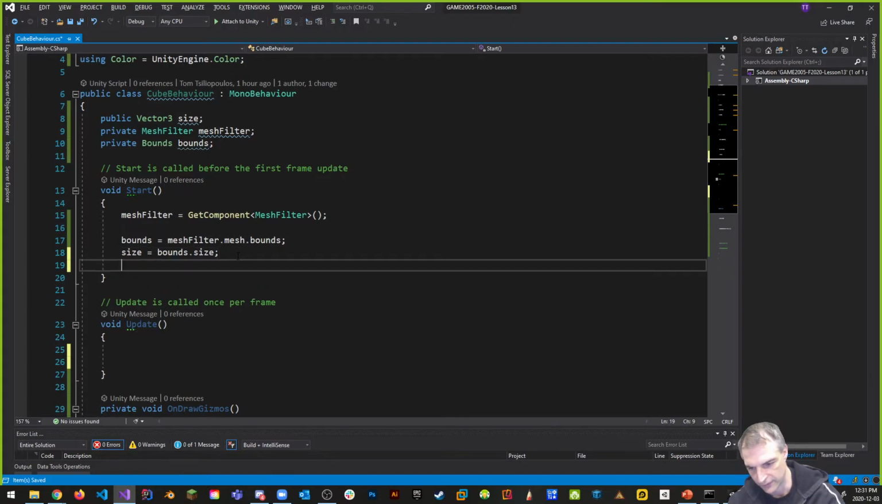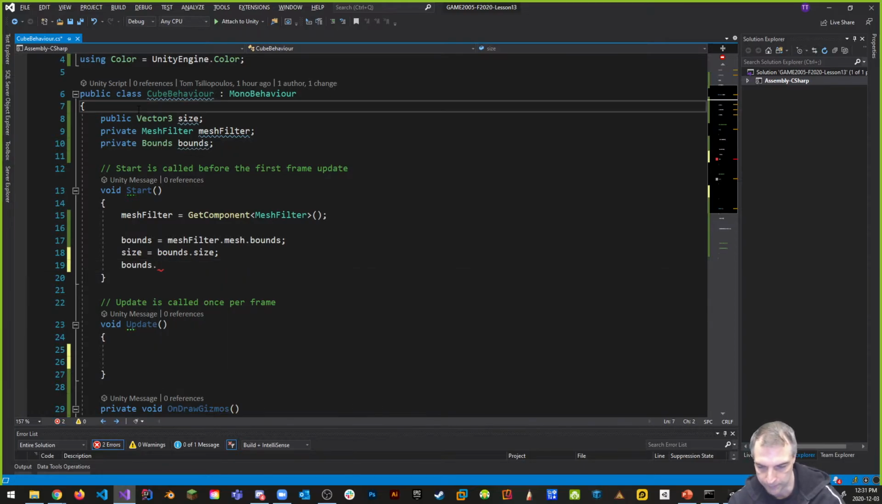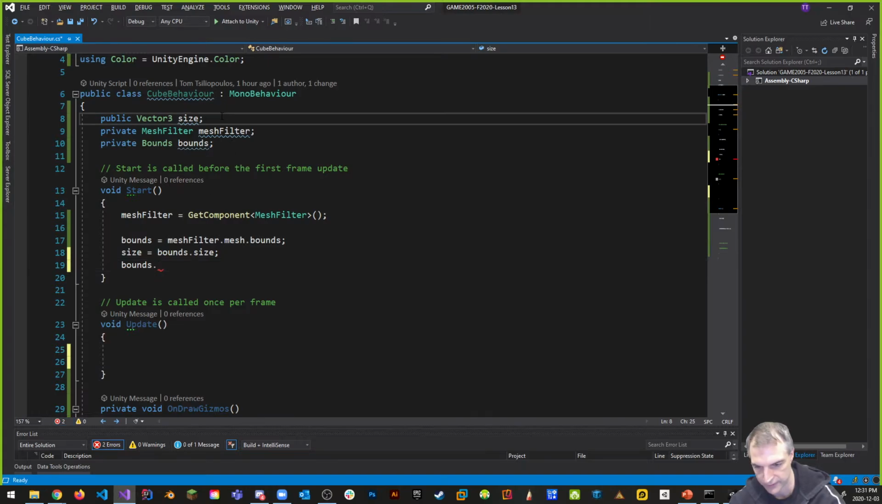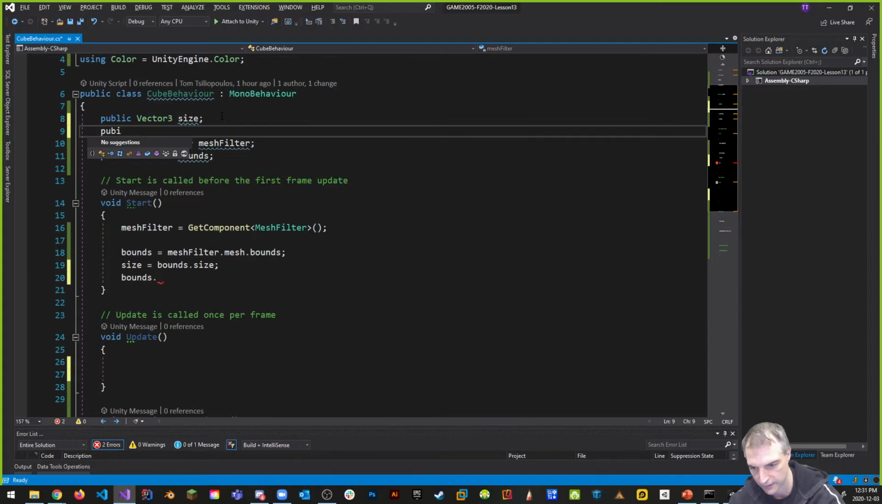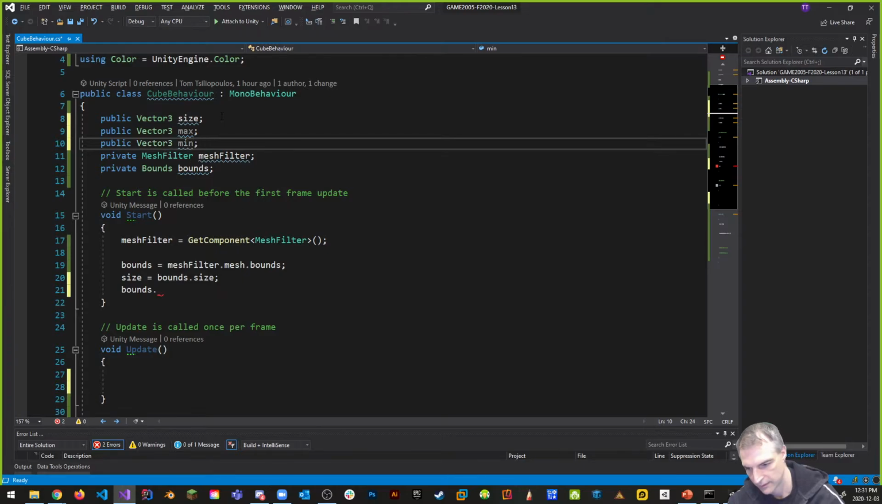What else can it give us? So bounds dot, like we said, max and min and extents. Let's see what we get with those two. We need to get an idea of what this is in order for us to make it work. Again, with max and min, it's a Vector3 object. So we're going to say size, public Vector3 max, public Vector3 min, right?